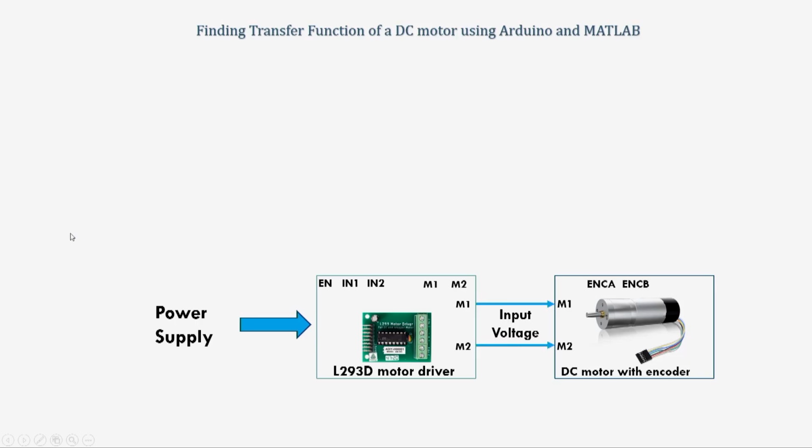Now, in order to ensure that we are giving PWM signals to the motor, what is used is what is known as an L293D motor driver. Using this motor driver, we feed PWM signals to the motor, and not only that, it also helps you to supply the required amount of current that the motor needs.